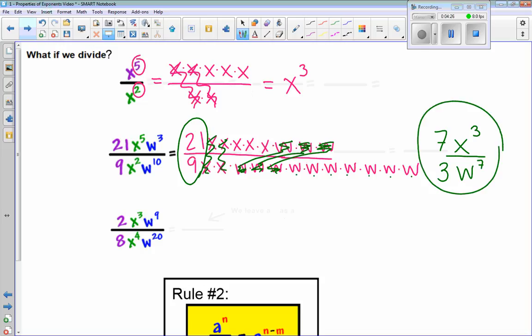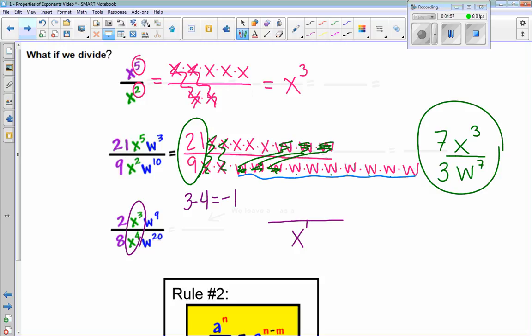Okay, but as you guys saw, that was a little bit time-consuming writing out 10 different w's. So for this next one, let's go ahead and use our subtraction trick. Okay, so for this one, we're going to take our x's and subtract. We have 3 minus 4, which gives us negative 1. Now that one's a little bit tricky. When that happens, we are just going to put the x to the 1 on the bottom, okay, because we actually have more x's on the bottom.